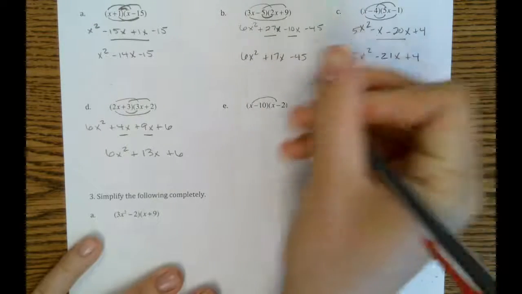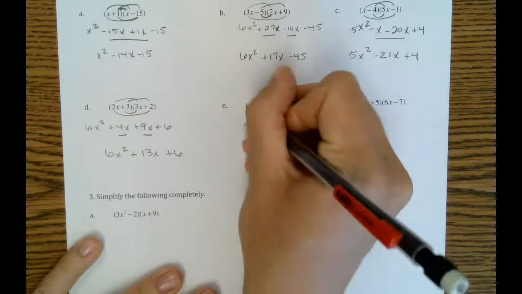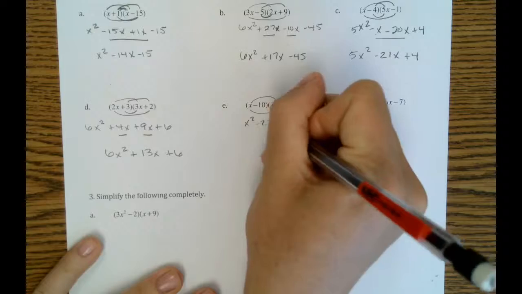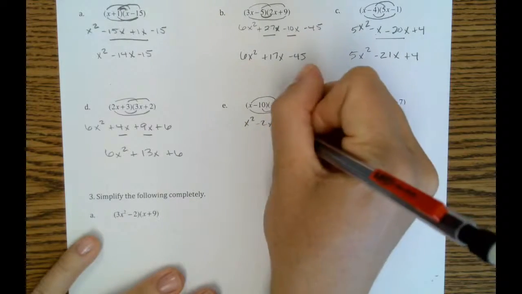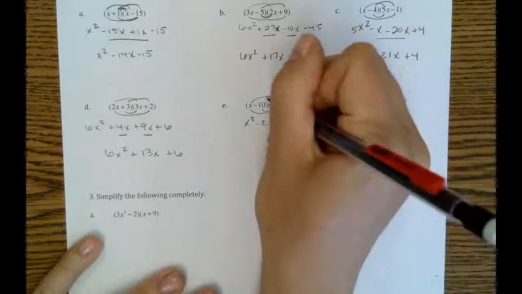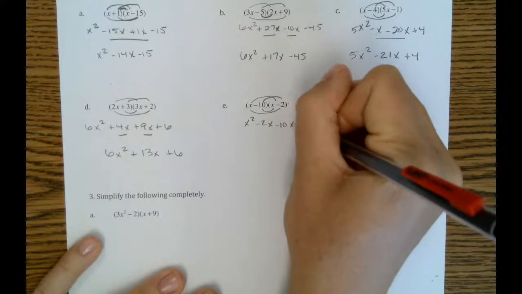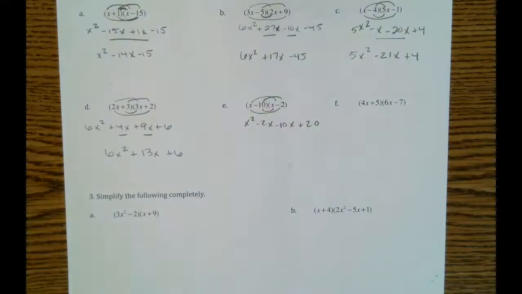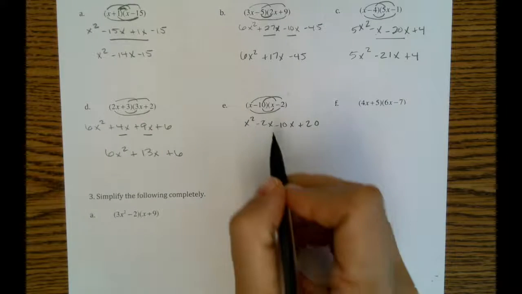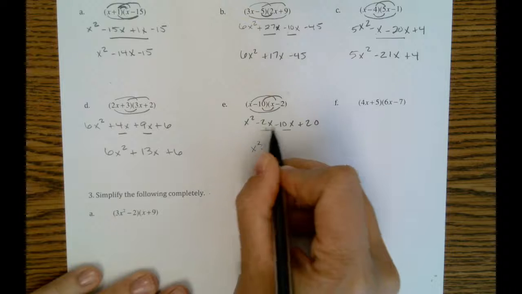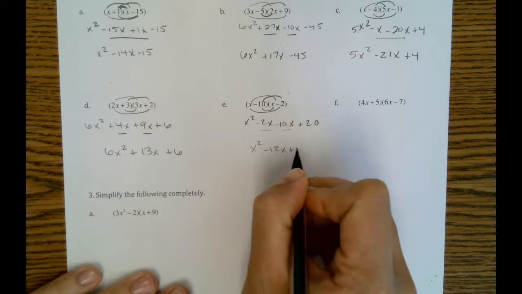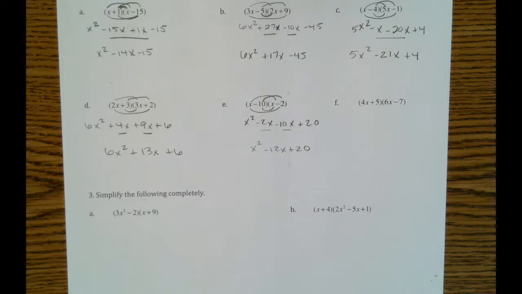Okay, x times x here is x squared. X times negative 2 is negative 2x. Negative 10 times x is negative 10x. Negative 10 times negative 2 is positive 20. Again, we can combine our middle terms. That would be a negative 12x. And then everything else will stay the same.